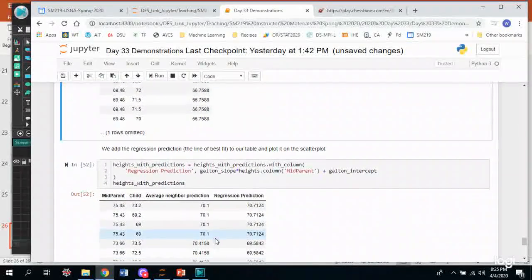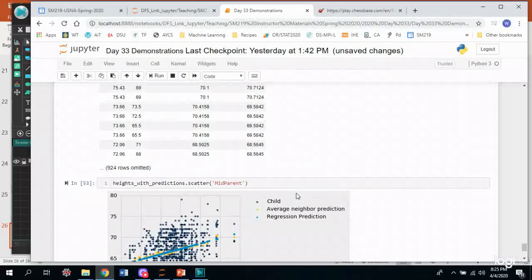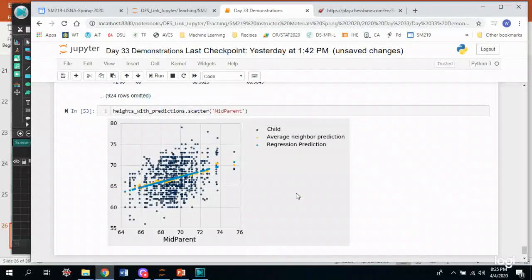Okay, we can add the regression prediction to the table, and that's what we get here. And then we can draw a scatter plot of the nearest neighbor prediction, that kind of wending, waving gold line, and also the line of best fit here in light blue.